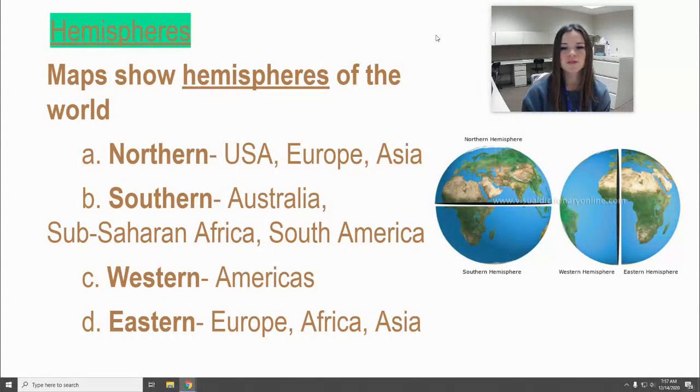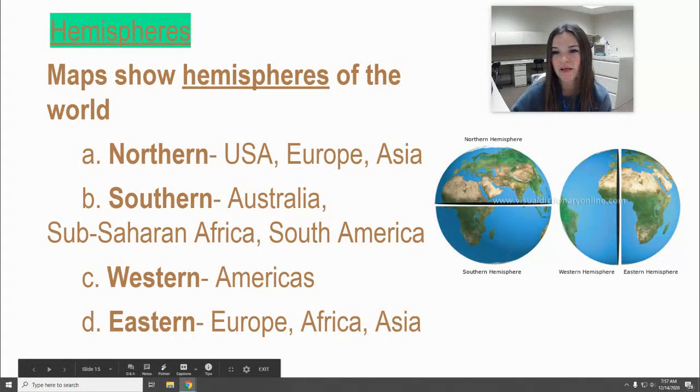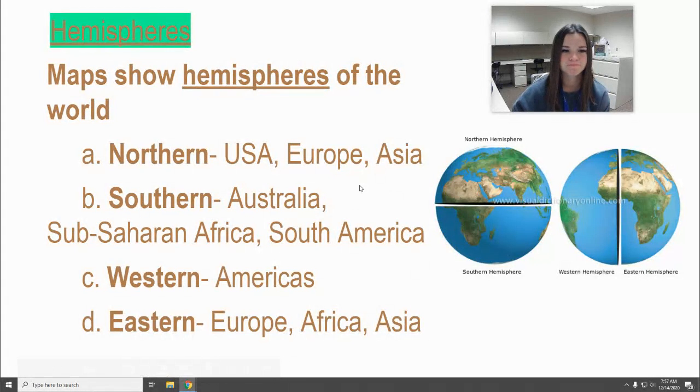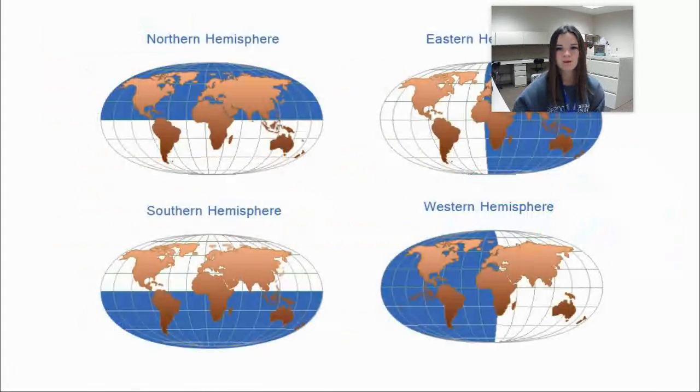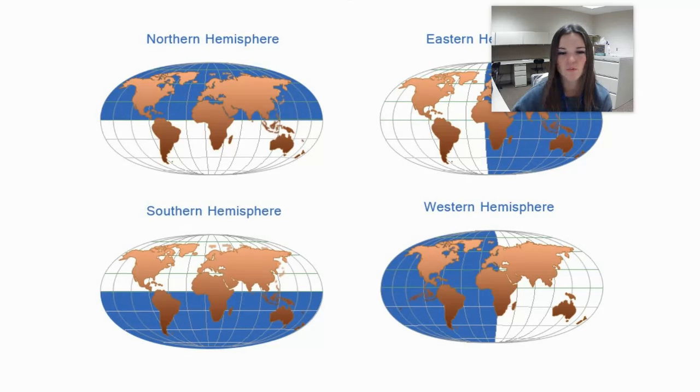The north and south hemispheres are cut off by the equator. The western hemisphere is the Americas, and the eastern hemisphere is Europe, Africa, and Asia. So the United States is in the northwestern hemisphere of the world. West and east hemispheres are divided by the prime meridian. There you can see it. The US is in both north and west.